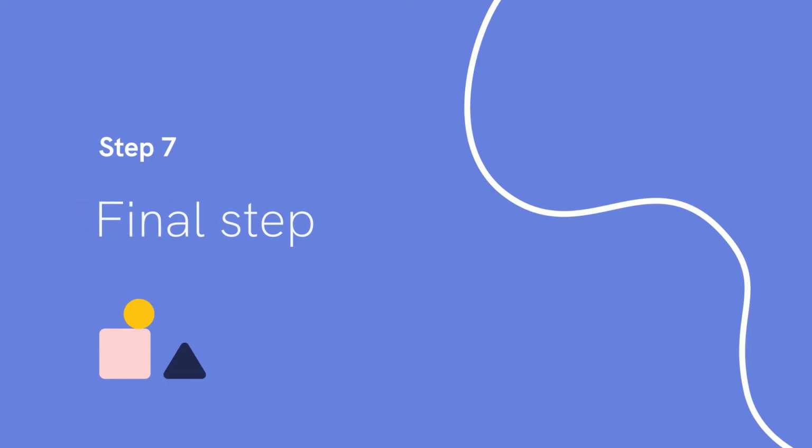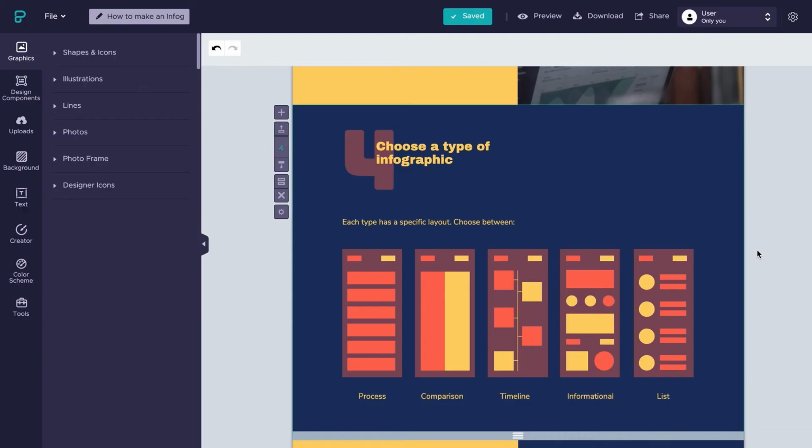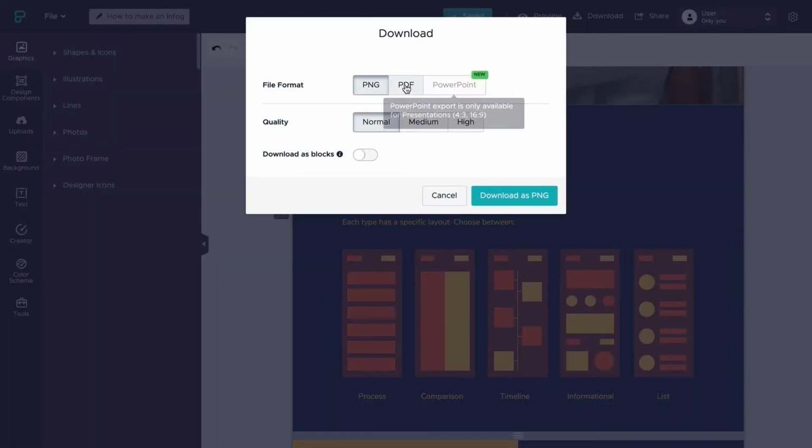And we're at the final step. Once your infographic is complete, you can either download it as a PDF or PNG and send it via email or share it on social media. If you added links to your infographic that pointed to other resources, it doesn't make sense to download it as an image. You can embed your infographic on your website.